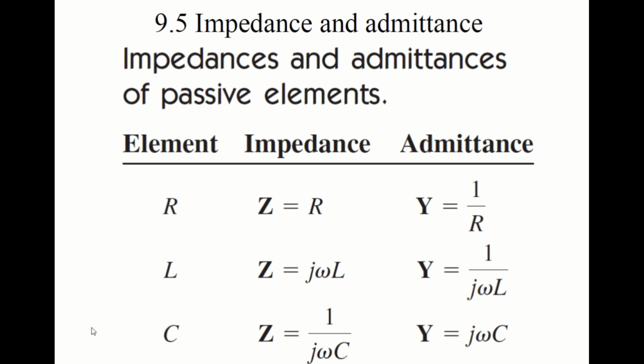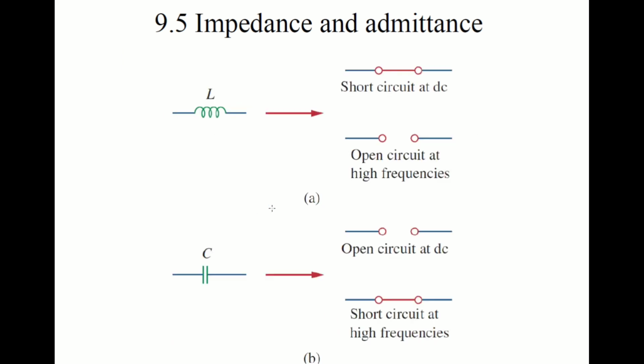These three elements we need to consider in our class after this: R, L, and C. The impedance of R is equal to R. For L, inductance, it is jωL, where L is the value of inductance. For C, the capacitance, the impedance is equal to 1 over jωC, and the admittance Y is the reciprocal of the impedance. So you need to remember these facts.